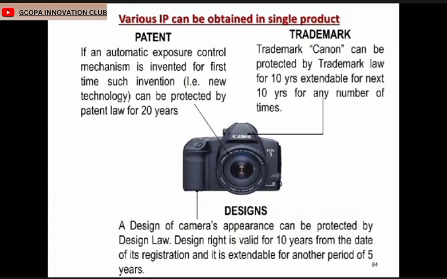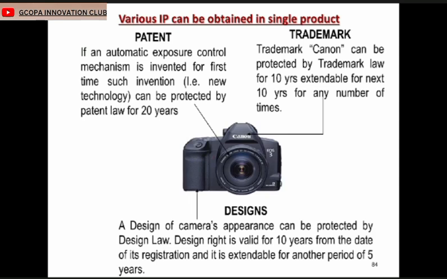Now, the beautiful thing is that whichever product you're using, when you pick that, you may find different IPs there. So I've taken a simple example of camera system. The automatic exposure control mechanism of a camera system is coming under the purview of patented rights. This is given for a period of 20 years from the date of filing. Next, the name under which the camera system is sold, that is, here it is Canon. There are different brands also like Kodak, Sony, and many other brands. So these are the examples of trademarks. Initially 10 years and beyond that every 10 years you can renew the protection period for the trademark.